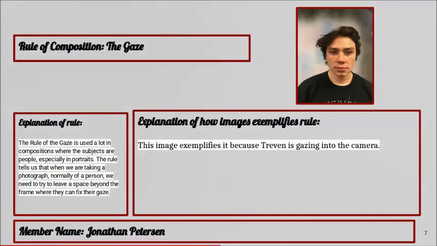The gaze. The rule of the gaze is used a lot in compositions where the subjects are people, especially in portraits. The rule tells us that when we are taking a photograph, normally of a person, we need to try to leave space beyond the frame where they can fix their gaze. This image exemplifies it because Trevin is gazing to the camera.